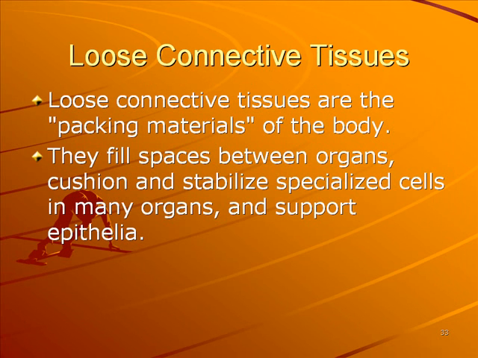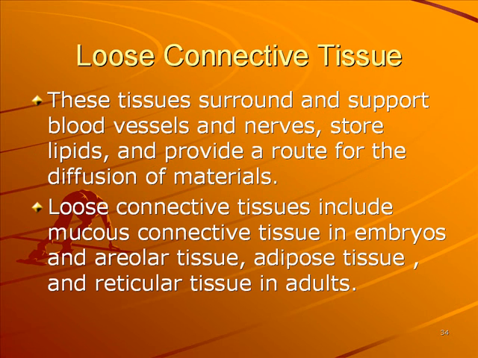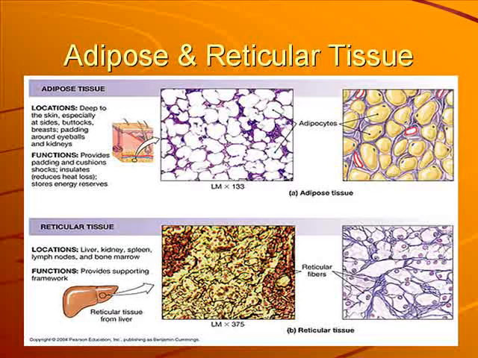Loose connective tissue, basically the packing material that you see in cells, fills spaces between organs, cushions, stabilizes, specializes many organs, and supports other epithelial structures. Loose connective tissue surrounds and supports blood vessels and nerves, stores lipids, and provides routes for diffusion of material. Loose connective tissue includes mucous connective tissue in embryos, areolar tissue, adipose tissue, and reticular tissue in adults. Adipose tissue you should be able to recognize.